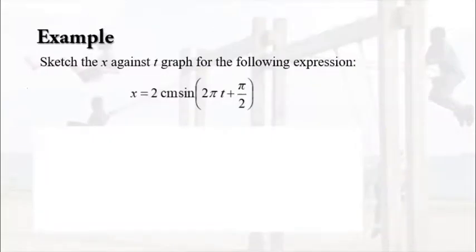Now let's try an example. See how we are going to apply those 4 steps in our questions. Example 1. Sketch the x against t graph for the following expression. x equals 2 cm, and as you can see, you have x in terms of cm now, sine 2 pi t, that is omega t, plus pi over 2. So this is an equation that comes with an initial phase angle. So you have an initial phase angle equals pi over 2.